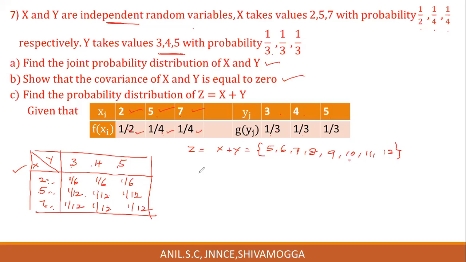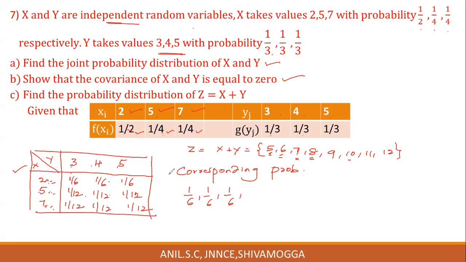Now write the corresponding probabilities. Corresponding to this 5, how is this 5 obtained? 2 plus 3. Corresponding probability is 1/6. How is the 6 obtained? 2 plus 4. Corresponding probability is 1/6. How is the 7 obtained? 2 plus 5. Corresponding probability is 1/6.